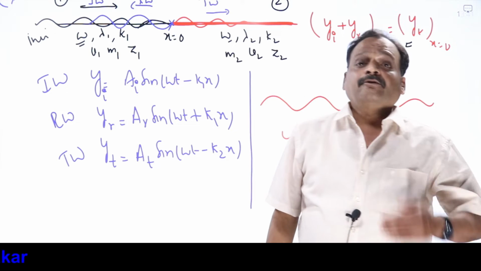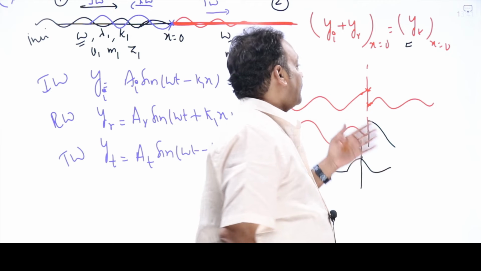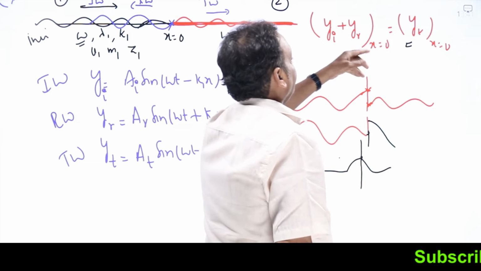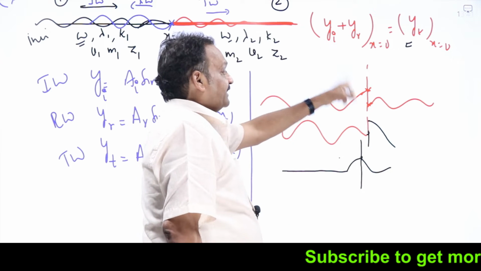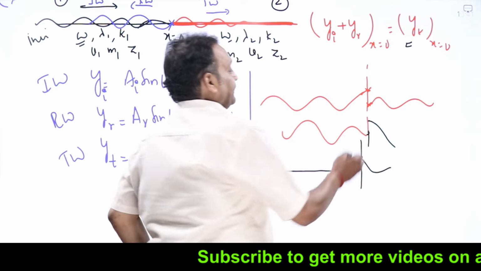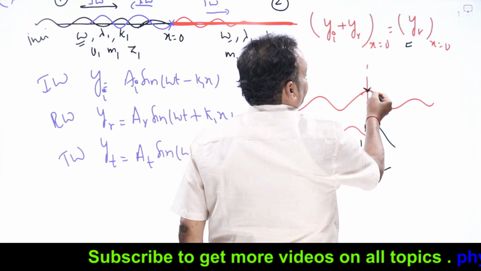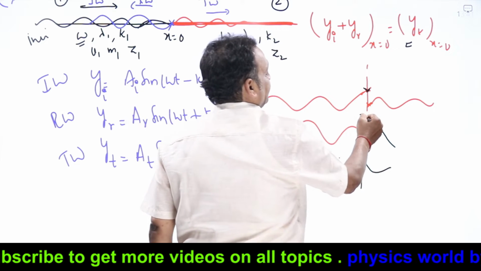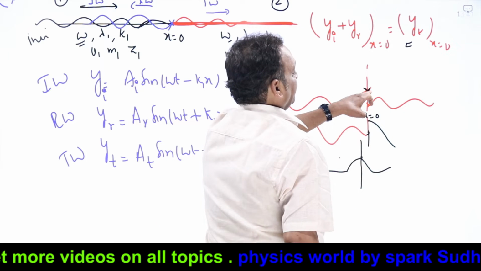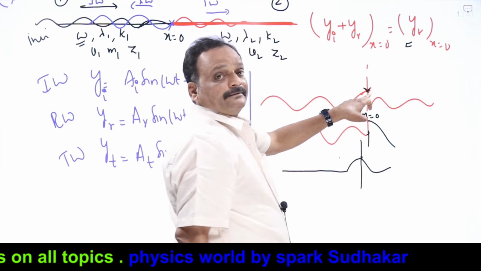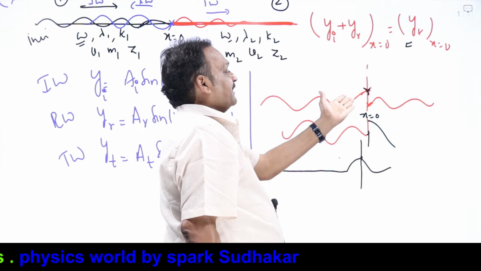Next, dou y by dou x, the slope, also should be the same. Next one, dou y by dou t, the velocity at the junction, also should be the same, because at the junction the wave cannot have two different velocities at x equal to 0. At the junction, velocity should be the same on the left side and right side.